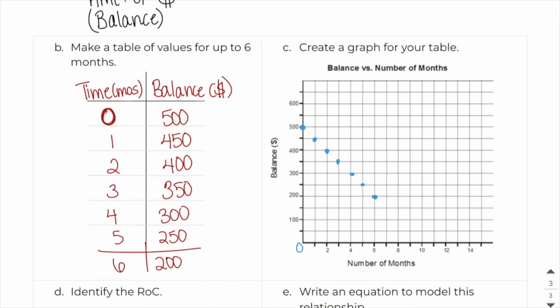And this time when we draw our line, we're going to start it at 500 and we're going to go down like this right here. And we're actually not going to draw an arrow because eventually she's just going to get to a point where she just doesn't have any money anymore.